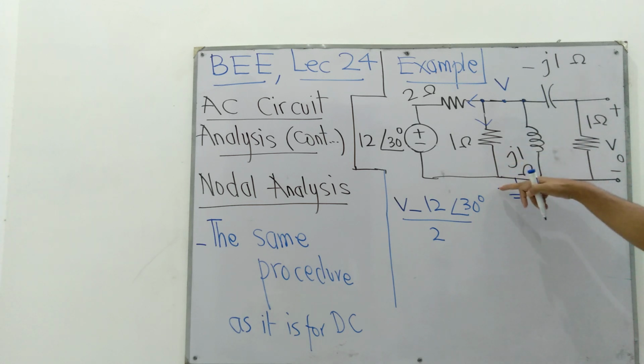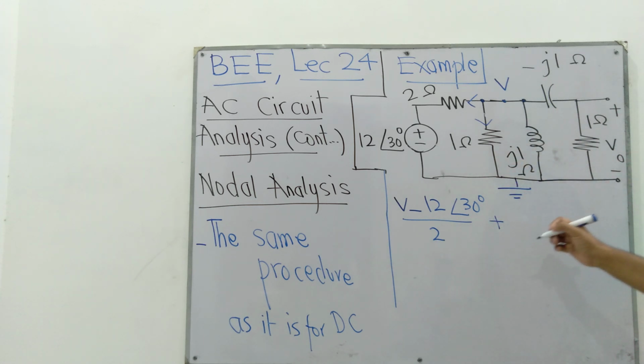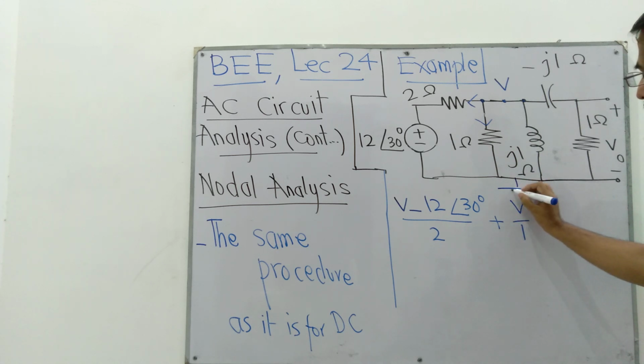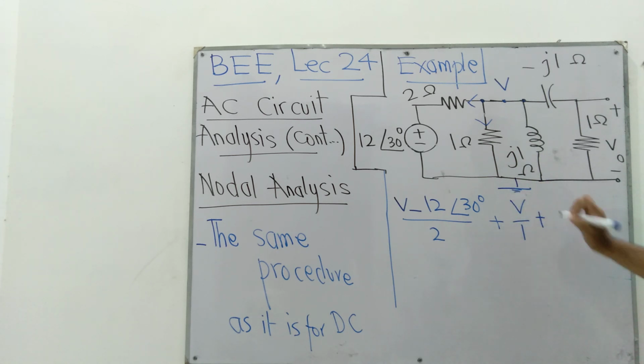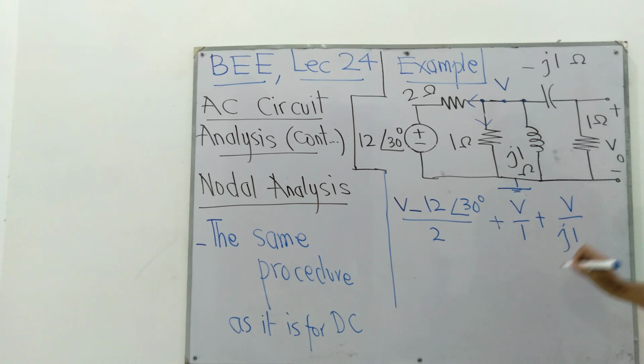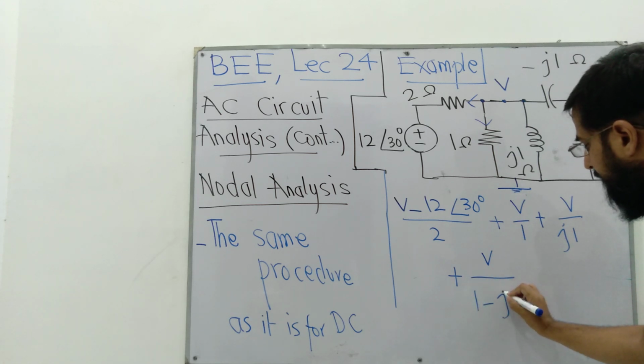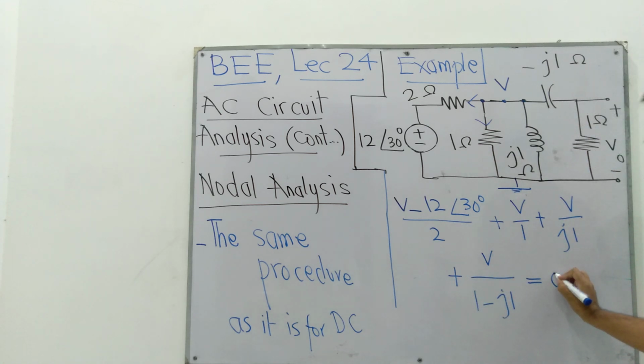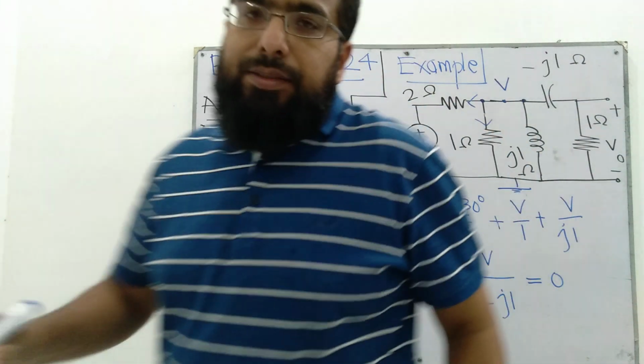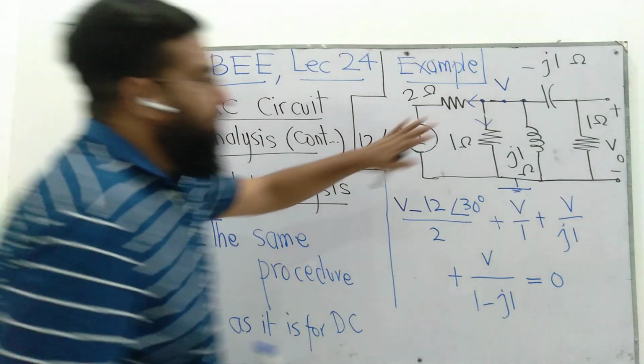Since we don't know the current in this branch, we'll assume it to be going away and write positive V divided by 1, plus the current in this branch, V divided by j1, plus the current in the last branch. The total impedance of this path is 1 minus j1. So we'll write V over 1 minus j1 is equal to 0. So we have written the KCL, Kirchhoff's current law, equation for this node.